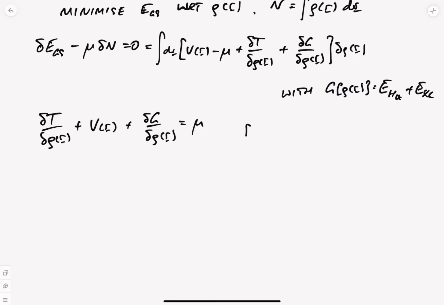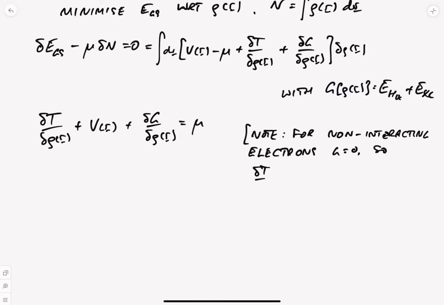Now, a little side note, note that for non-interacting electrons, we would have G is equal to 0. So the condition would be, in this case, delta T by delta rho of r plus V of r is equal to mu. That should look familiar from the Thomas Fermi work that we did in the previous lectures.